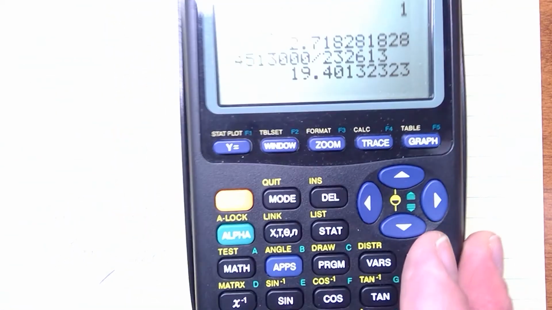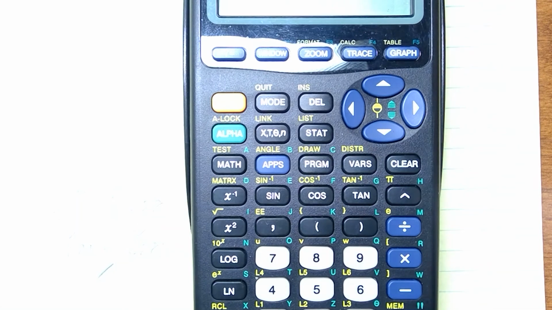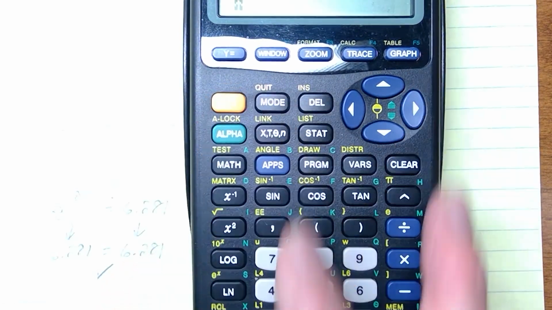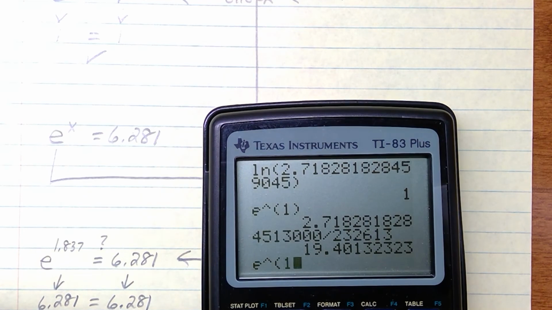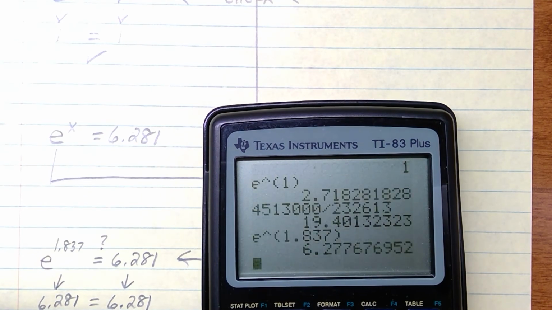All right, I'll show you on the 83 here, but it's in the same place on the 84. Right here's your log button. Here's your natural log button. All right, there's your e. So it's the second function of the natural log button. So second function, e, looks like that, and it's waiting for an exponent. So 1.837, close the parentheses, enter, and there it is, 6.281.